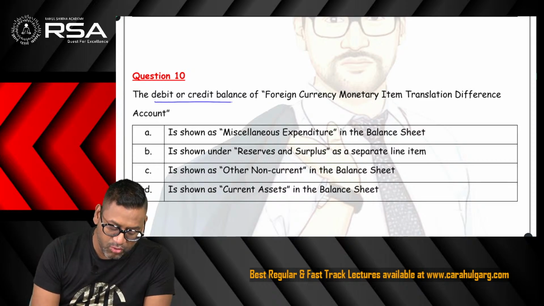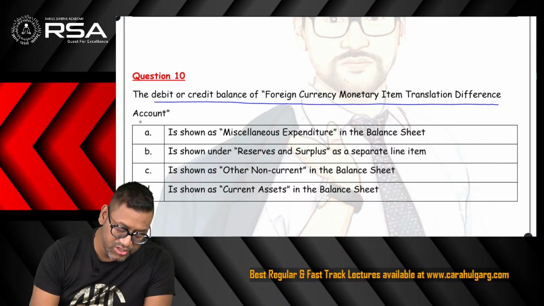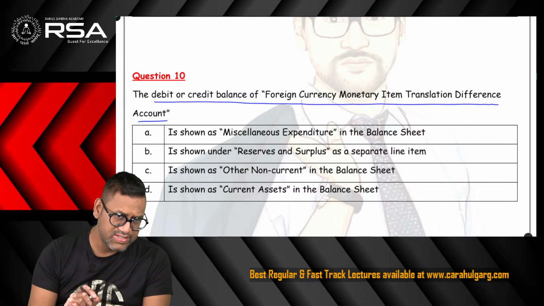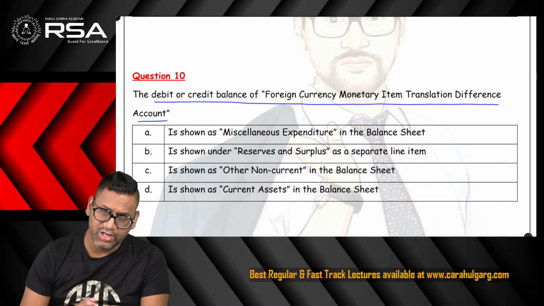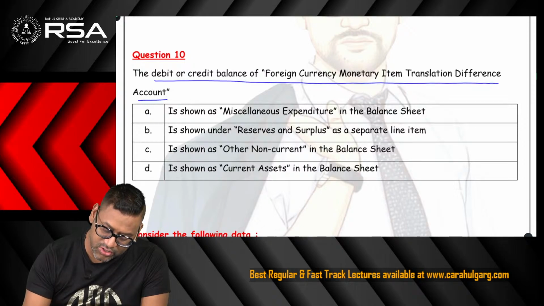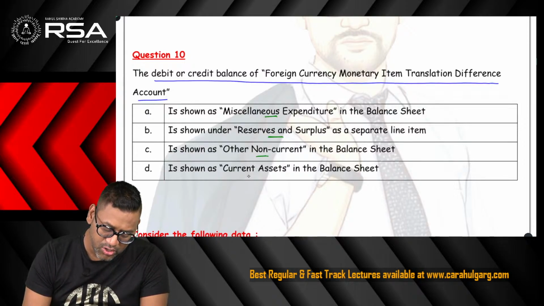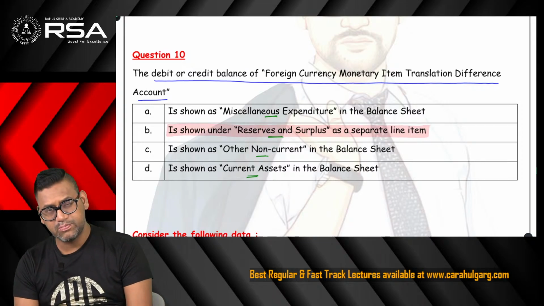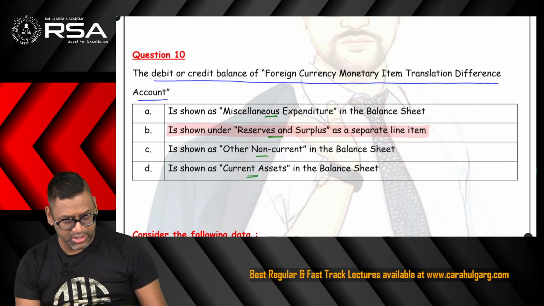The debit or credit balance of foreign currency monetary item translation difference account. So this is the specific account which arises in some situations in the case of AS number 11. The question is, where is it to be shown? It is giving the various options like miscellaneous expenditure or reserves and surplus, other non-current or current assets. So it is shown under the head reserves and surplus. This is the correct answer, and this has been specifically said by AS number 11.